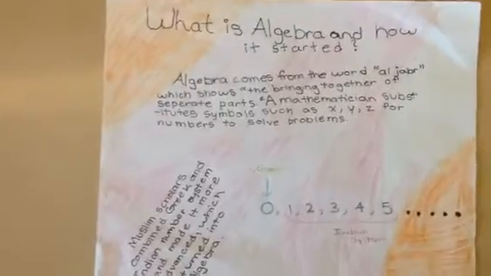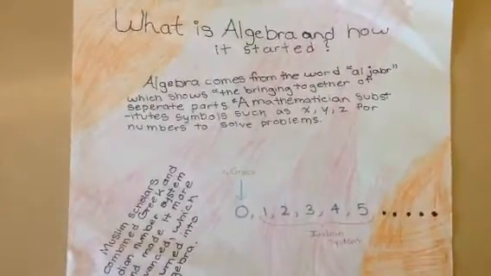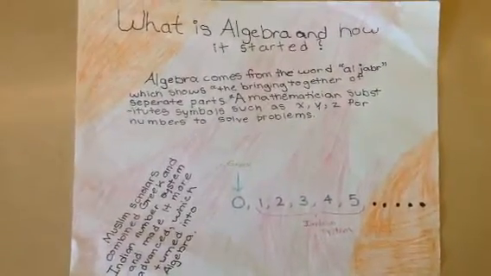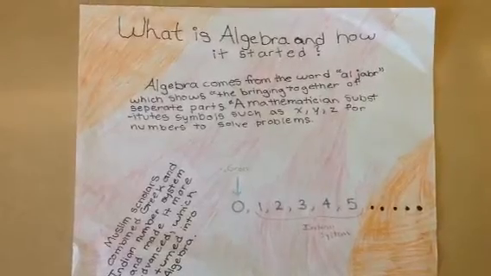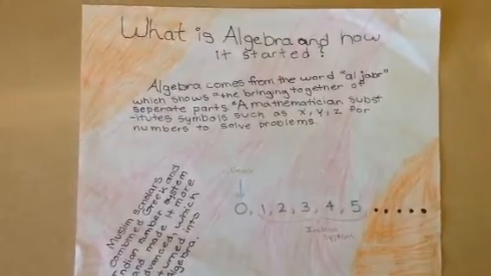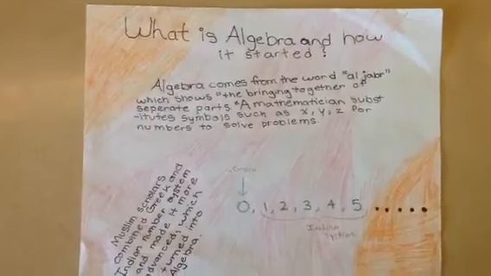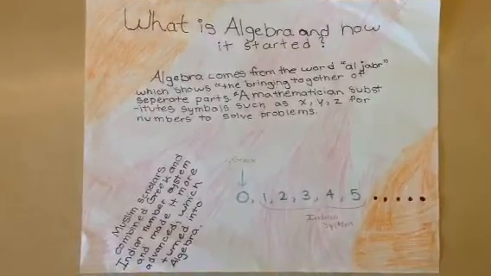Algebra comes from the word al-jabr, which shows the bringing together of separate parts. A mathematician substitutes symbols such as x, y, and z for numbers to solve problems. Muslim scholars combined Greek and Indian number systems to make it more advanced, which turned into algebra.